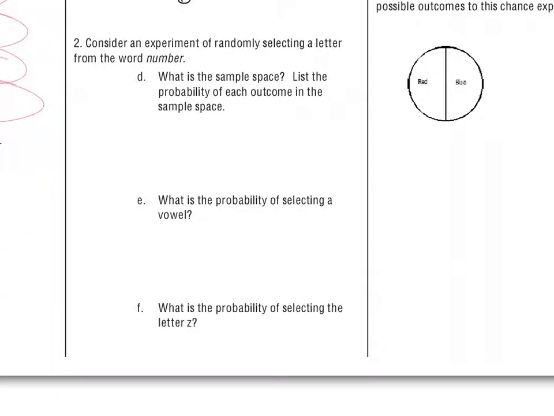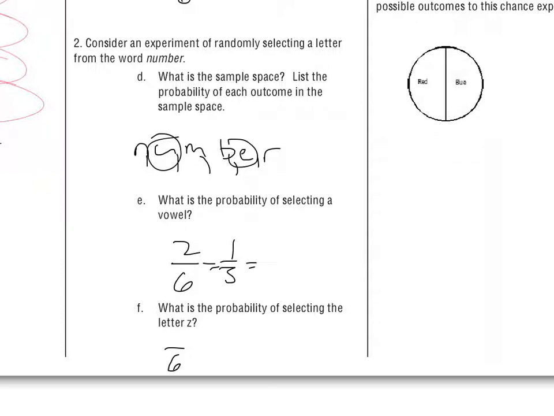All right, consider an experiment randomly selecting a letter from the word number. All right, well, what is the sample space? Well, the sample space is N, U, M, B, E, or R. What is the probability of selecting a vowel? So our sample space is out of 6. Probability of selecting a vowel, so that's the U or the E, that's 2 out of 6, 1/3 or 33%. Probability of selecting the letter Z, well, the letter Z is not part of our sample space, so that's 0 out of 6 chance, or 0%.